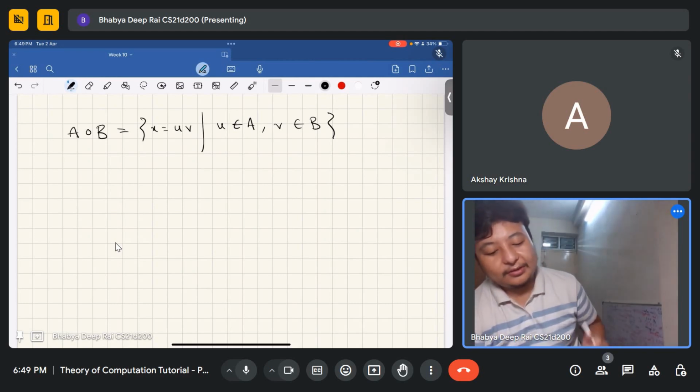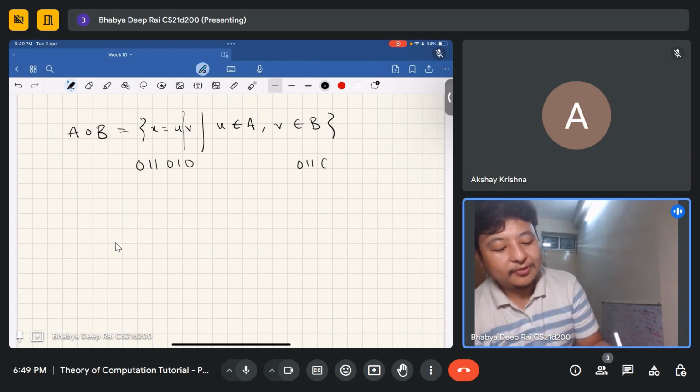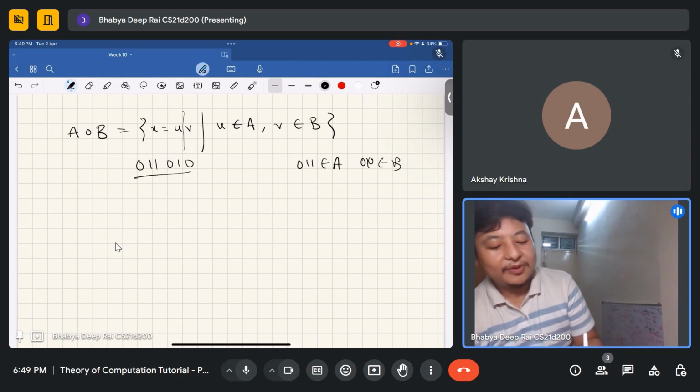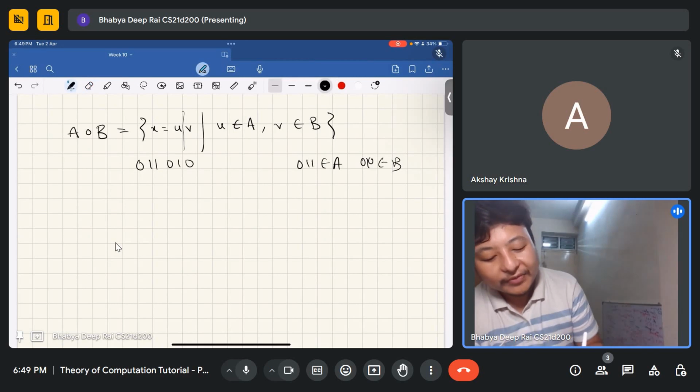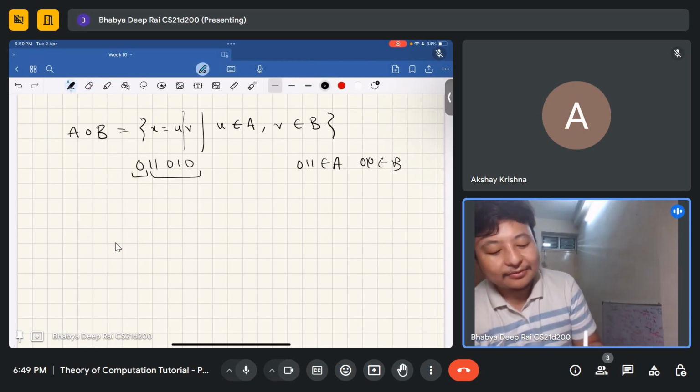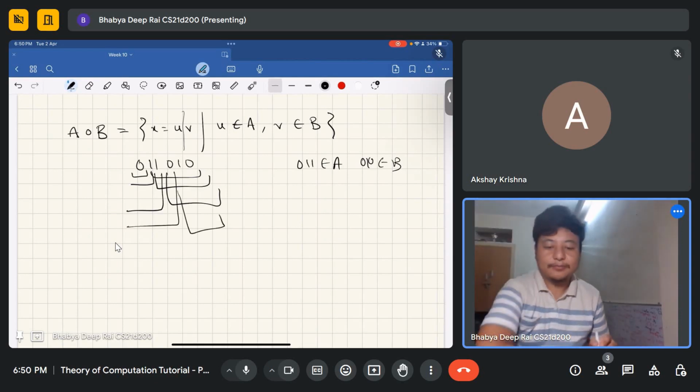Now the concatenation could have happened at any point. Say 0, 1, 1, 0, 1, 0. Say 0, 1, 1 belongs to A and 0, 1, 0 belongs to B. So this should be accepted in A concat B, but we don't know where to draw the line. So we need to check whether this part is in A and this part is in B, then this part is in A and this part is in B, and so on.